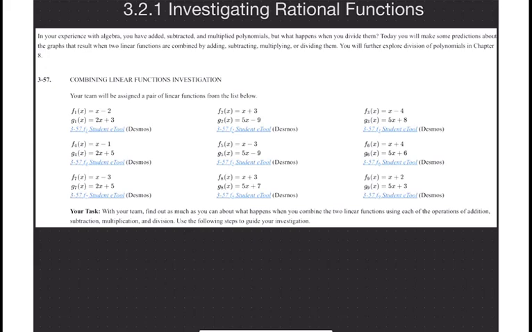So today we are looking at section 3.2.1, which is investigating some rational functions. We have this one problem where we're going to look at two of our functions, and we're going to add them, subtract them, multiply them, and divide them, and come up with how that changes the graph of those two functions. And when we divide them, that's where that rational function is going to come in.